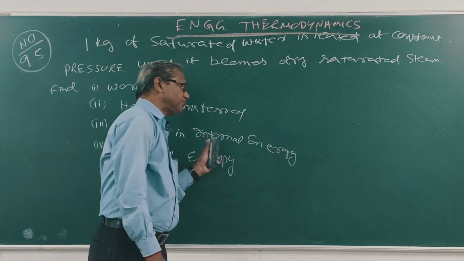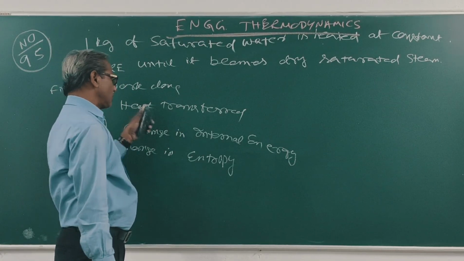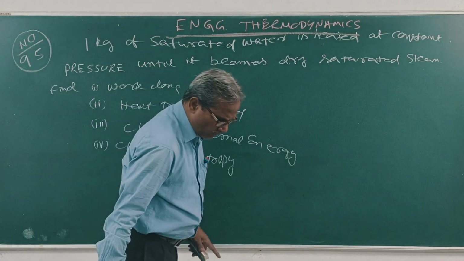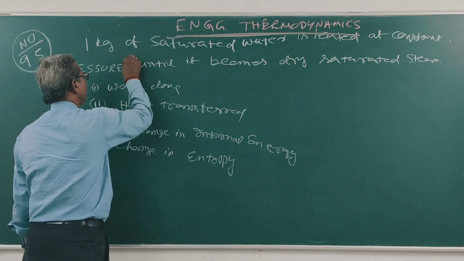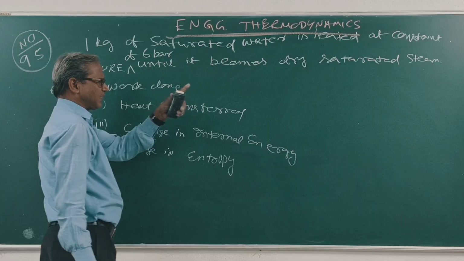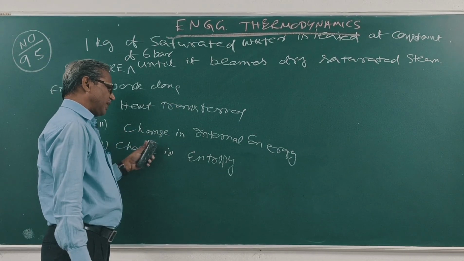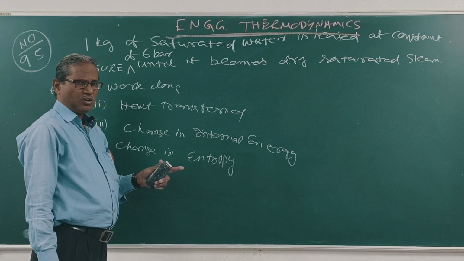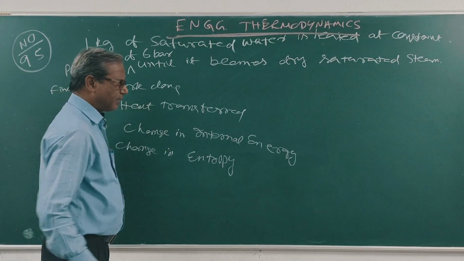The question is: 1 kg of saturated water is heated at a constant pressure of 6 bar until it becomes dry saturated. Find the work done, heat transferred, change in internal energy, and change in entropy for the steam. Clear? 1 kg of steam at 6 bar.